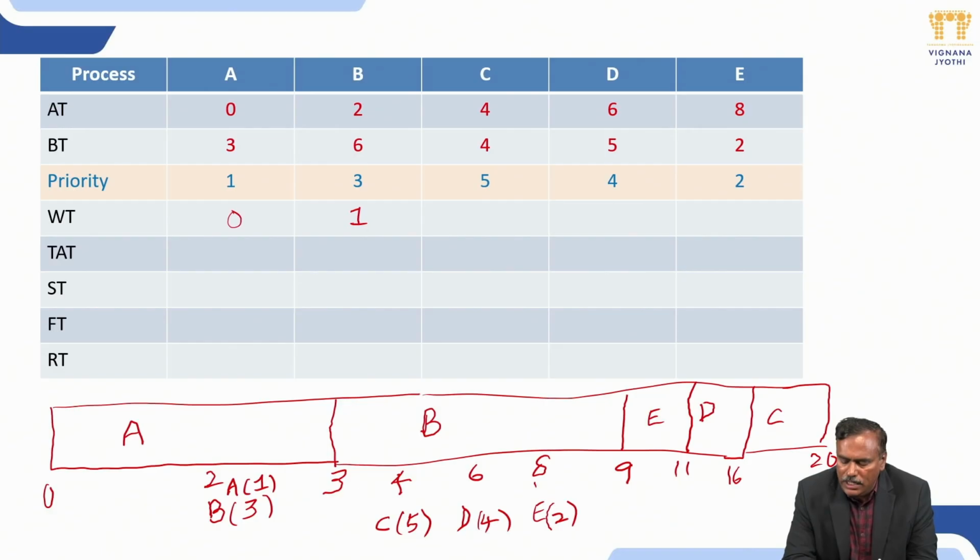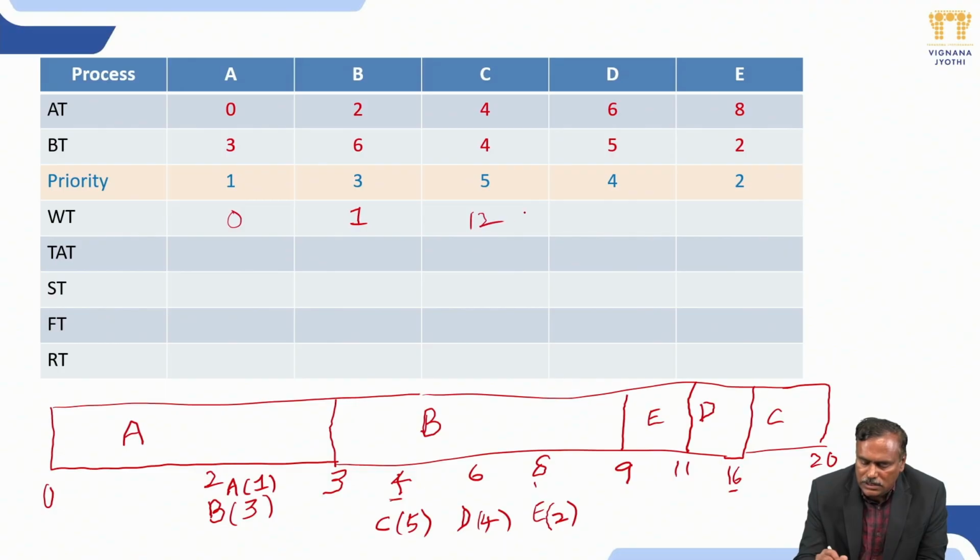Moving on, what is the waiting time of process C? Process C entered the queue at the 4th interval, right at this point of time. But it got its turn at the 16th interval, so from 4 to 16 it has waited. The difference of 4 and 16 is 12. So the waiting time of process C is 12.